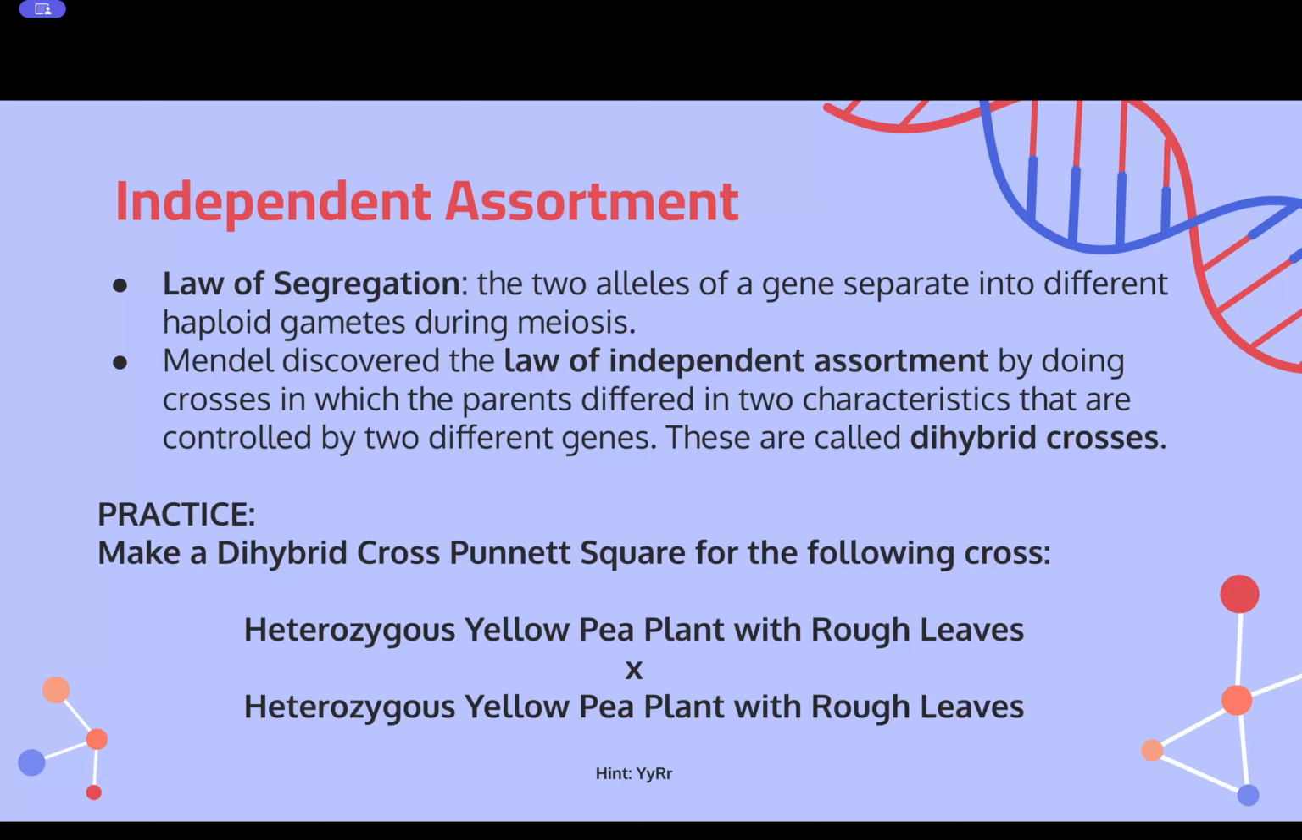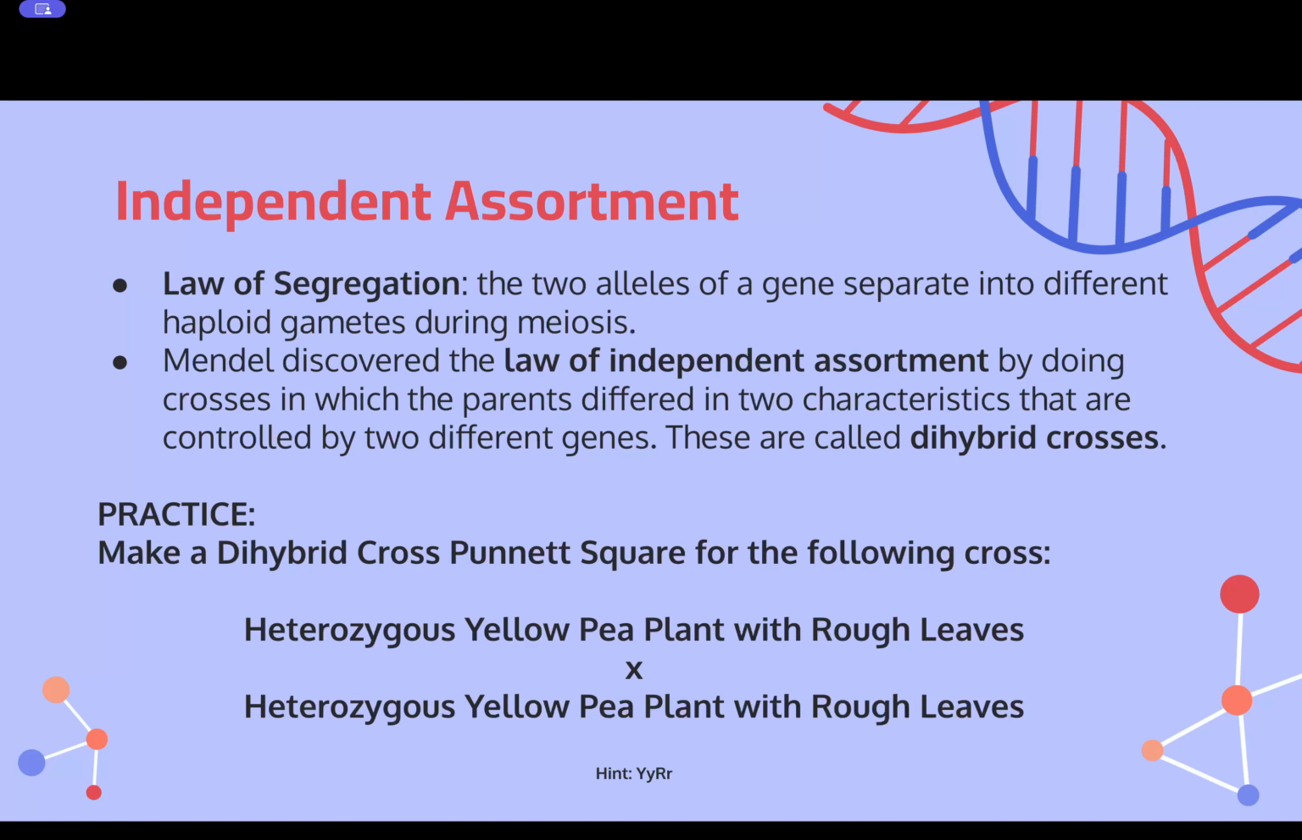So law of segregation basically means that the two alleles of a particular gene separate into two haploid gametes during meiosis. So if you remember meiosis 1 and meiosis 2, after meiosis 2, during anaphase, the two alleles of a single gene split apart and make haploid gametes.